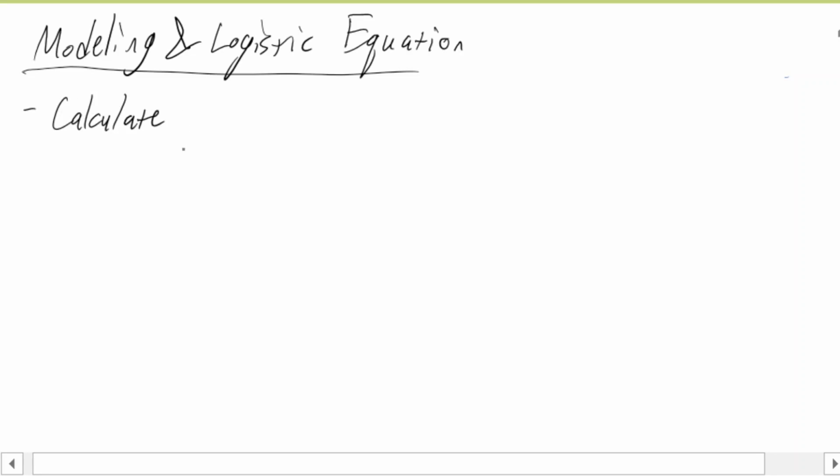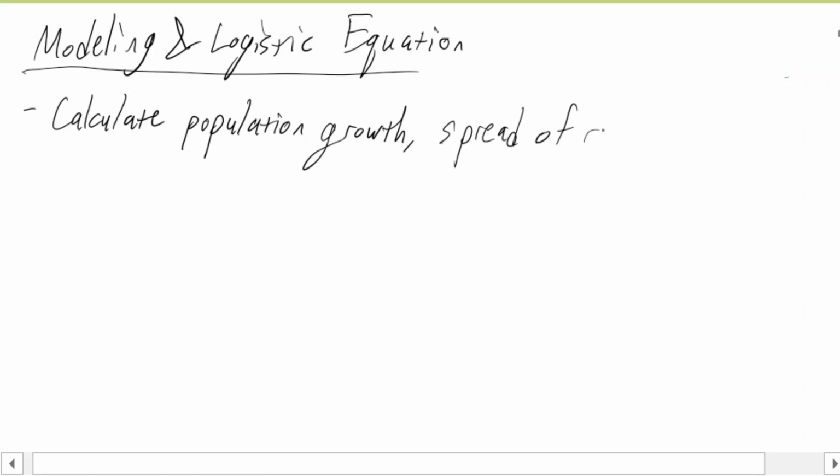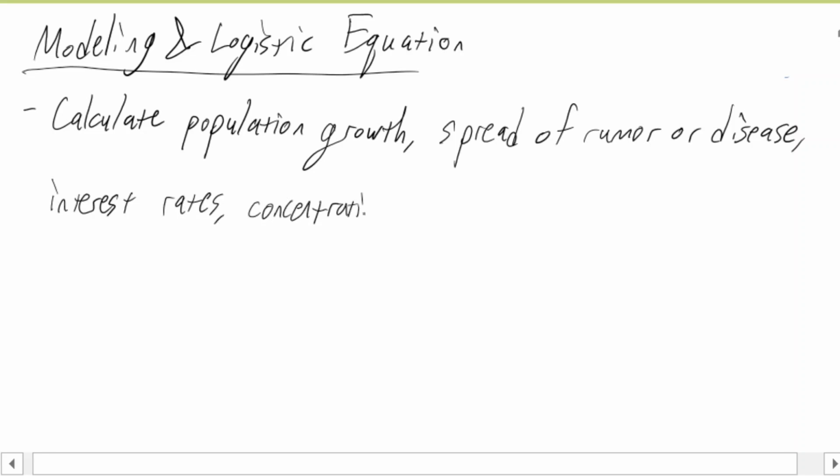You could use them to calculate populations, maybe population growth or decline. You could talk about the spread of stuff that goes viral like a rumor or disease, or you could use it to calculate interest rates for maybe loans or savings accounts, or concentrations of salt and other liquids.